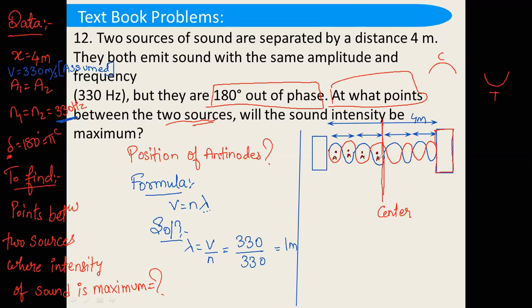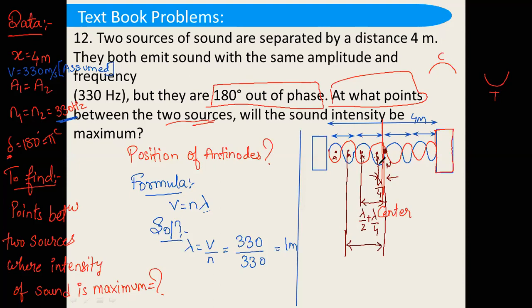So what is the distance between the first antinode and the center? This is a node at the center, and this is an antinode. So the distance between node and antinode is lambda by 4. What is the second distance? If you see from the center, you have to get the distance. The distance between antinode and antinode is lambda by 2. So this is lambda by 2 plus lambda by 4.